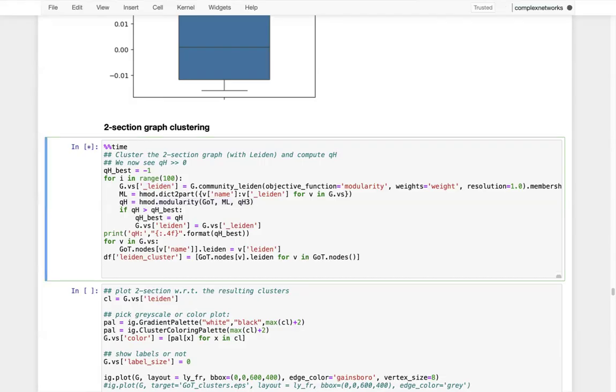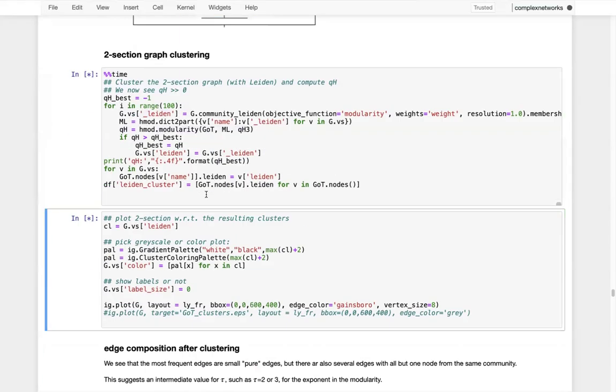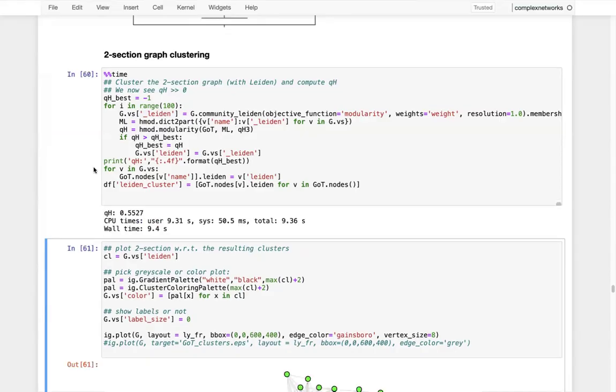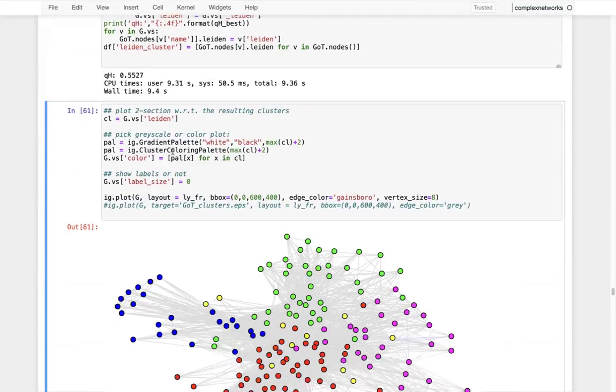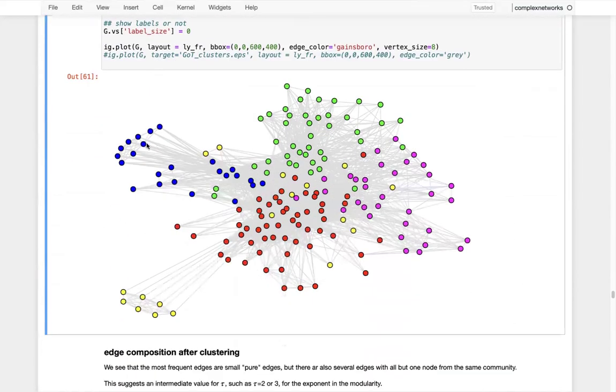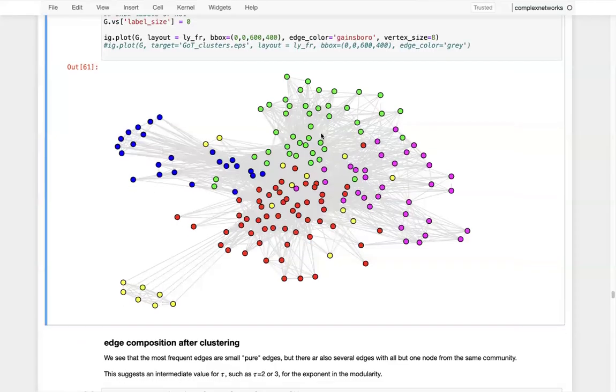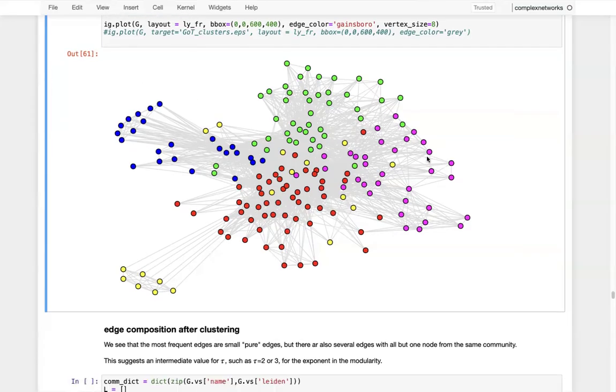Okay, so let's run this. And that's not going to take too long, despite the fact that we're running the algorithm 100 times. It took less than 10 seconds. We get a value that is significantly above 0 for the hypergraph modularity. And if we plot the two-section graph with colors for the clusters, you can see that it seems to make sense, at least visually. Okay, we're going to be looking at the composition of one of those clusters a bit later.